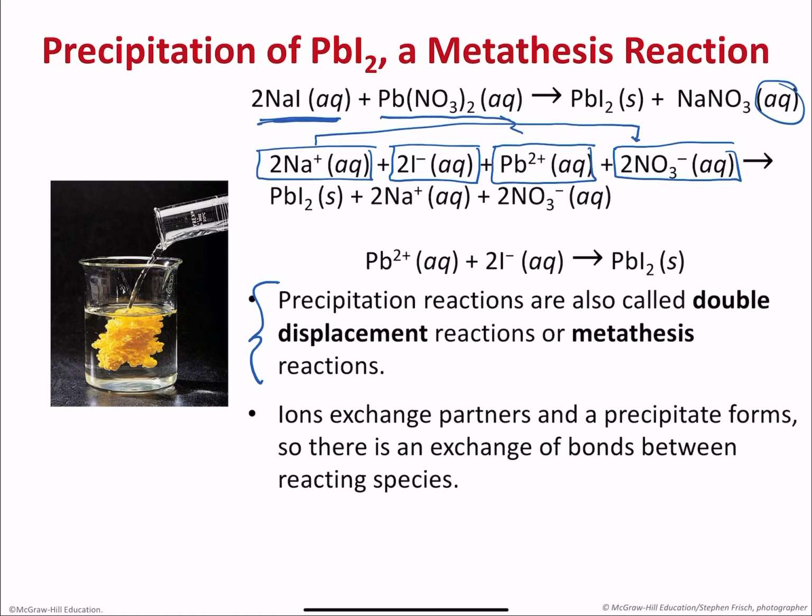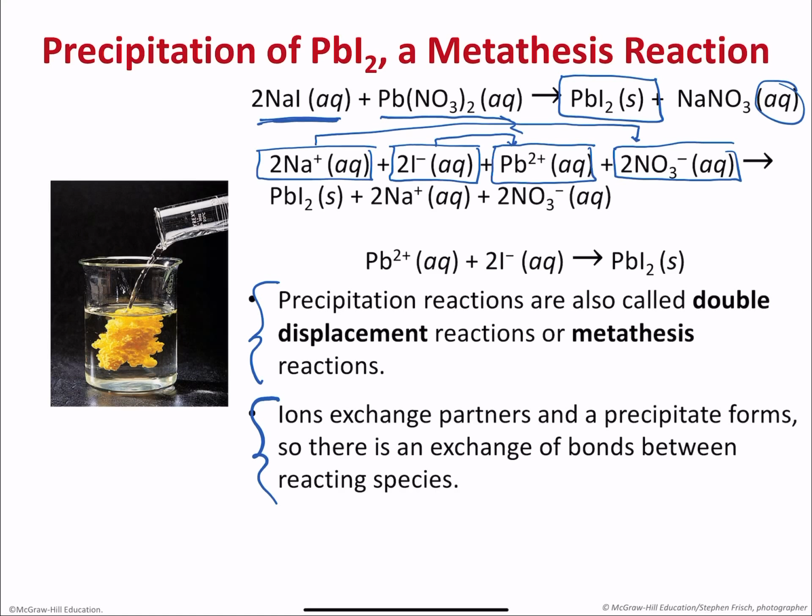So we put AQ. And then we evaluate the last combination, which would be iodide with lead 2, and we get the lead 2 iodide, and I showed you why that is insoluble according to the solubility table. So there you go. You know that when you mix these two homogeneous solutions, sodium iodide and lead 2 nitrate, you're going to get this solid formed, lead 2 iodide. So again, the ions exchange partners in a precipitate form. There is an exchange of bonds between the reacting species.